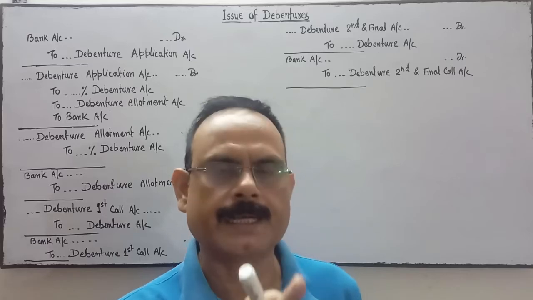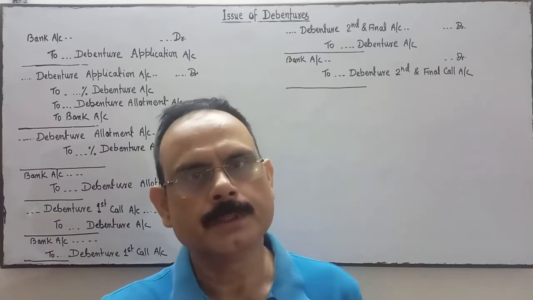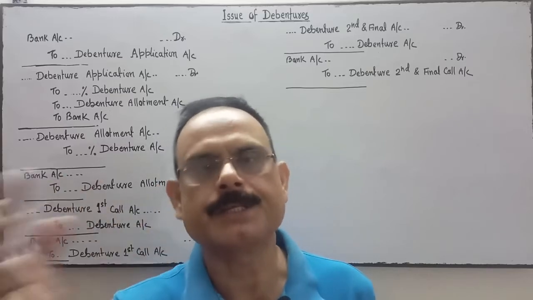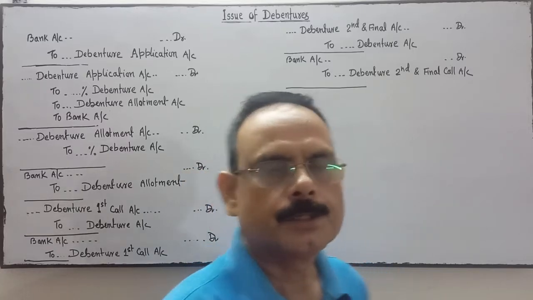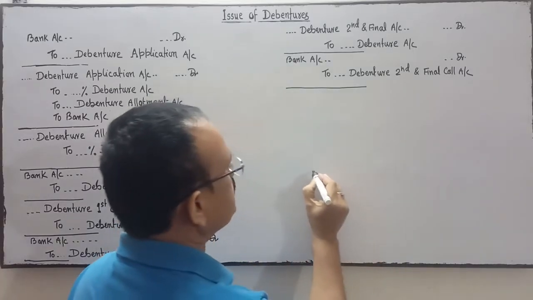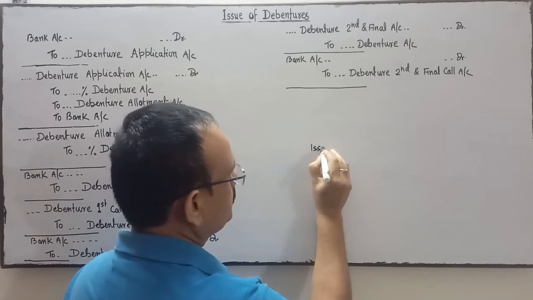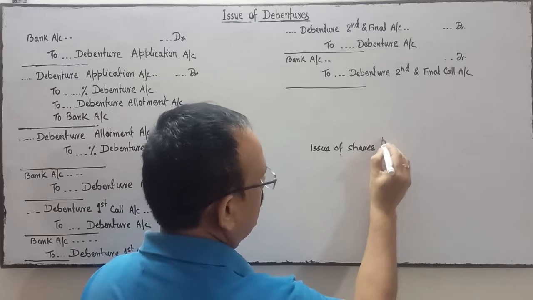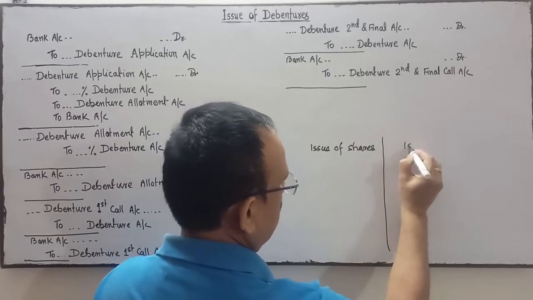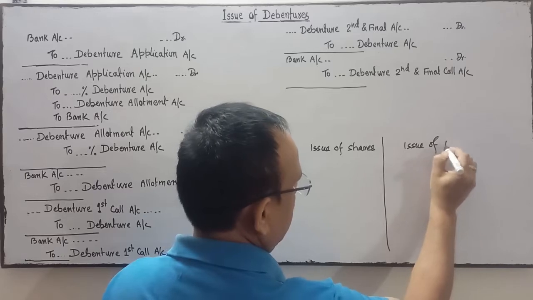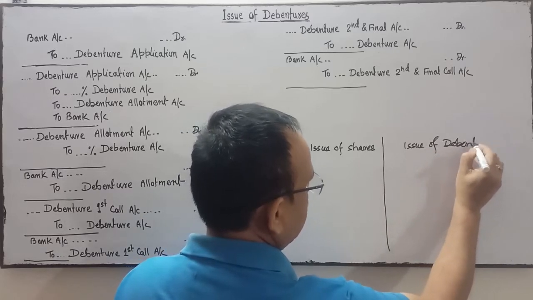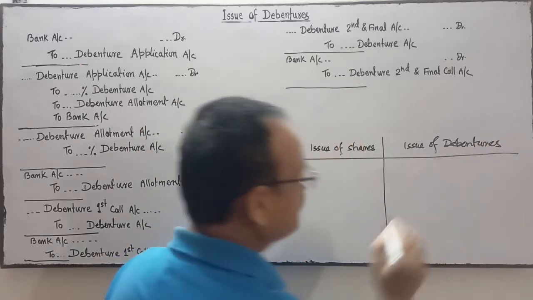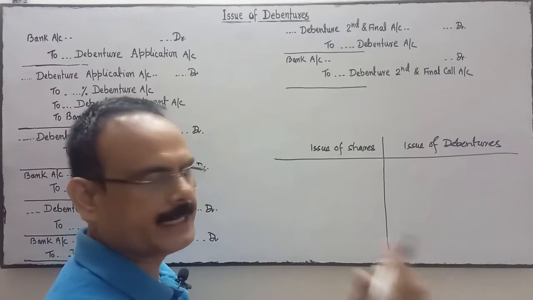First is the journal entry at the time of issue of share. The first entry on application is bank account debit to share application. Here we will write bank account debit to debenture application. So in issue of share and issue of debenture, we do the same type of entries, only certain things are changed.